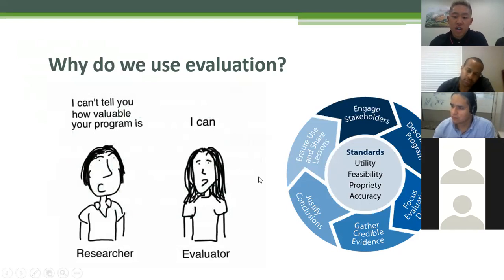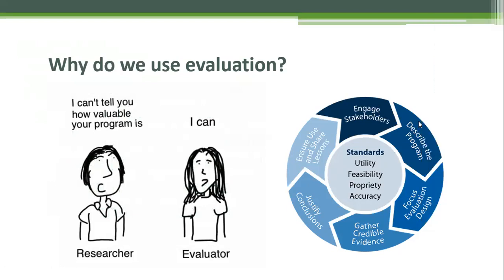So this little chart shows a circle, which is how evaluation really works: engaging stakeholders and describing the program, then evaluating the design and working through those, and then coming back to the stakeholders. Ultimately, it always works in a circle and it always comes back to the stakeholders and engaging them.